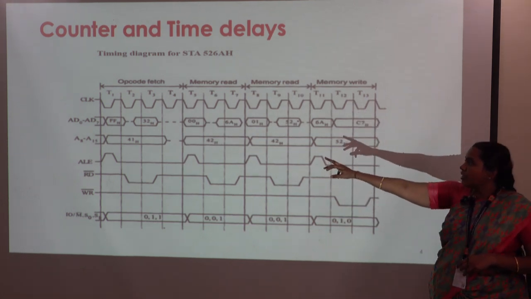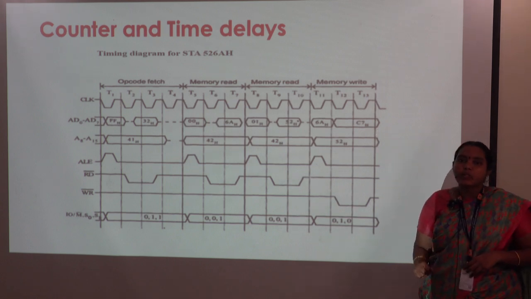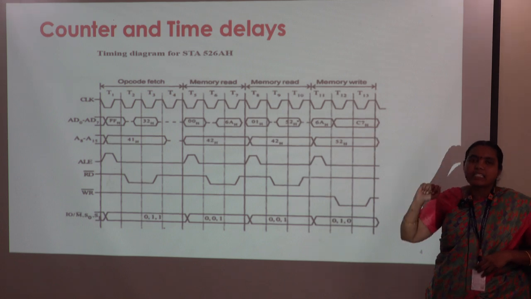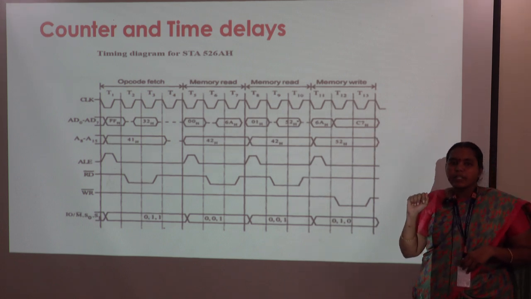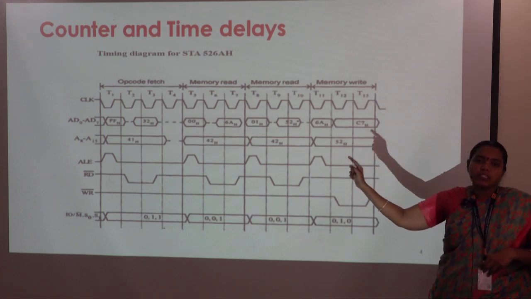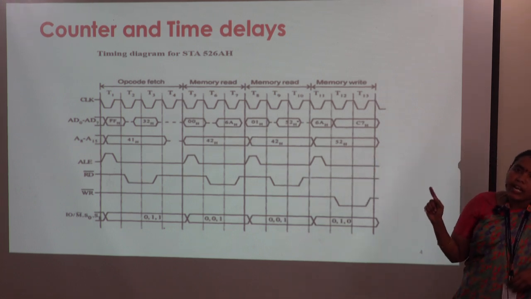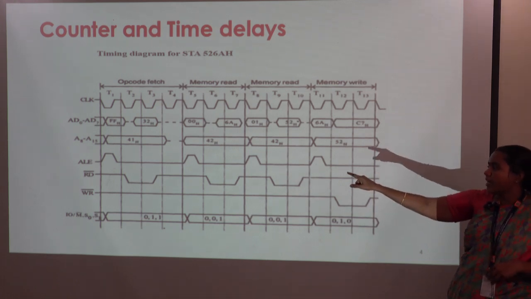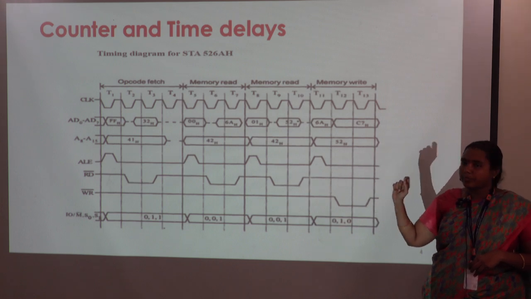First is AD0 to AD7. It is multiplexed, carrying address lines as well as data lines. AD0 to AD7 is the lower order address and data bus. D0 to D7, since the 8085 has an 8-bit data bus. Next is the higher order address, A8 to A15.